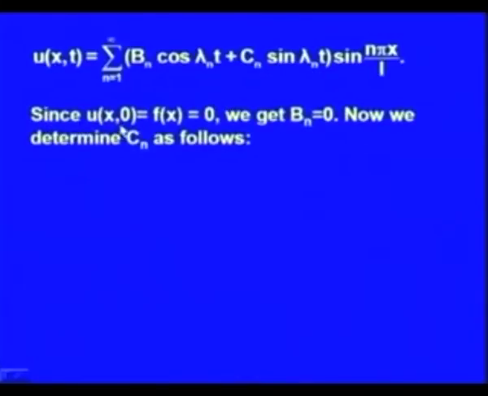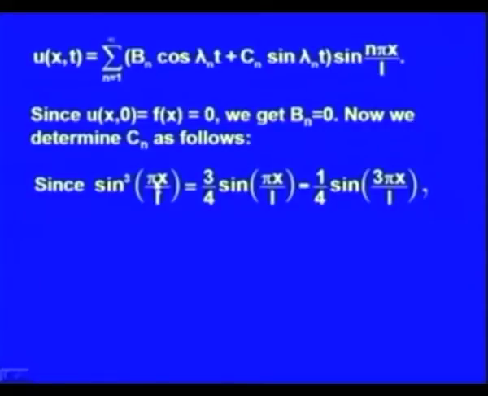Now, we are given that u(x, 0) is equal to f(x) equal to 0. So, when you put t equal to 0 here, what you get? u(x, 0) is sigma n equal to 1 to infinity B_n sin(nπx/L), because when you put t equal to 0 the sine term will vanish. And sigma n equal to 1 to infinity B_n sin(nπx/L) equal to 0 implies that B_n is equal to 0 for all values of n. Now, we have to determine the values of C_n.